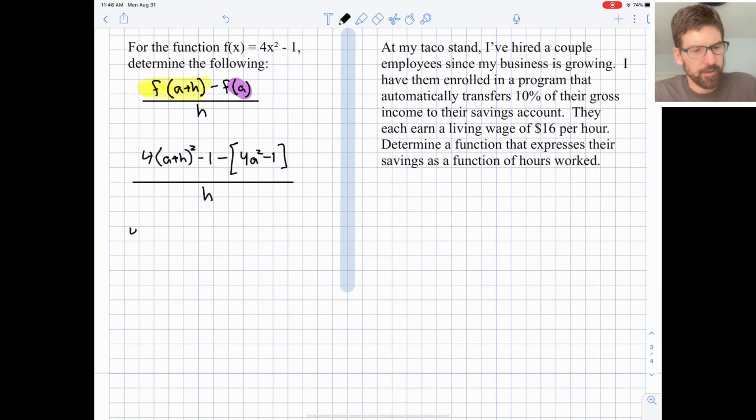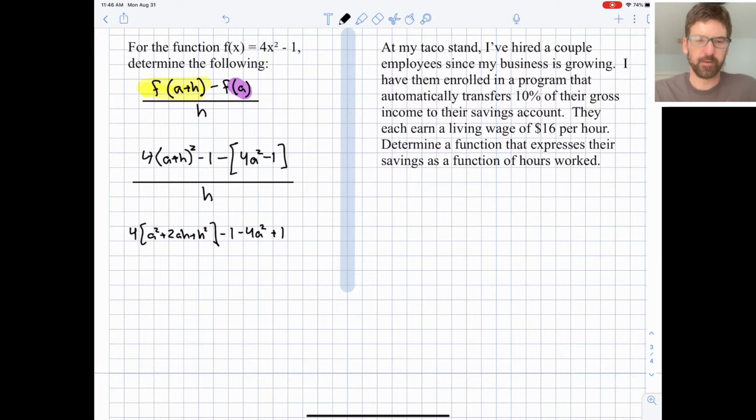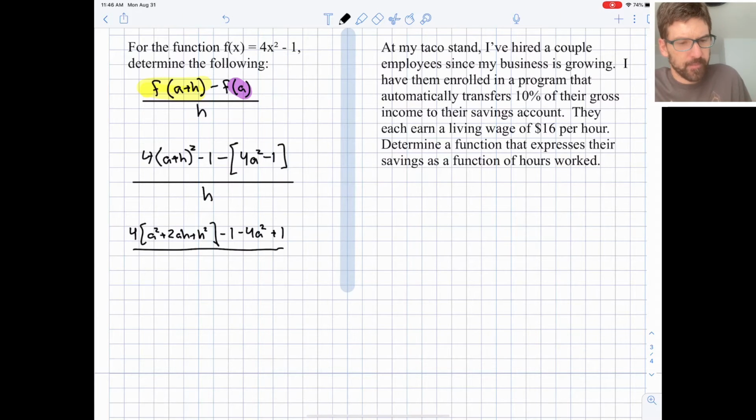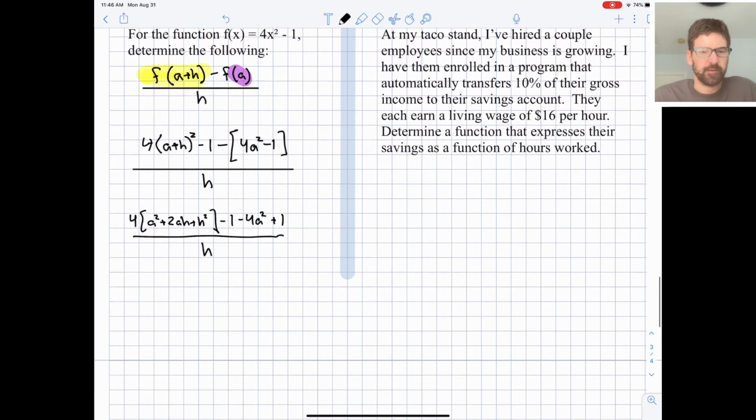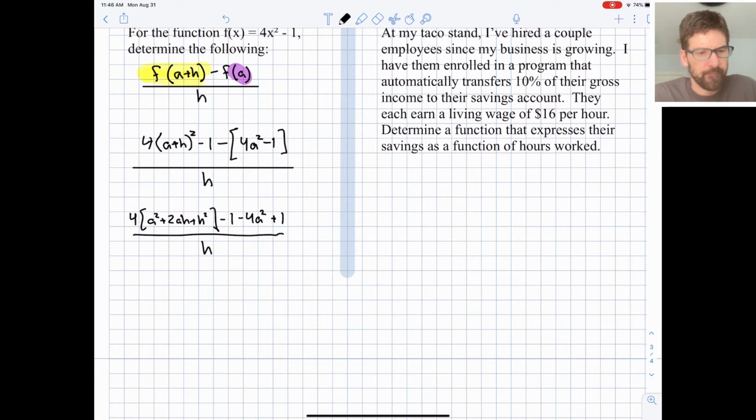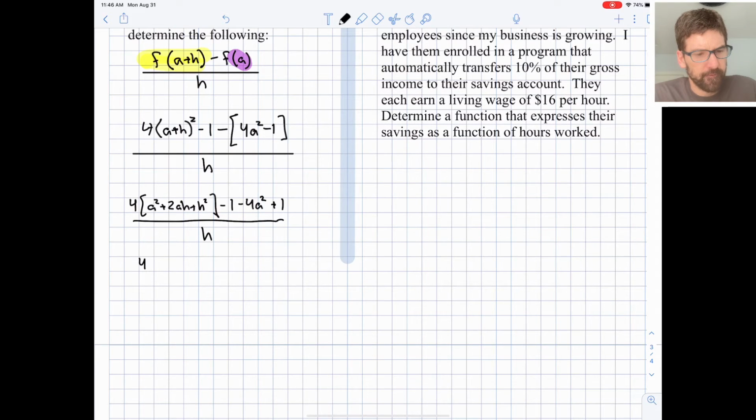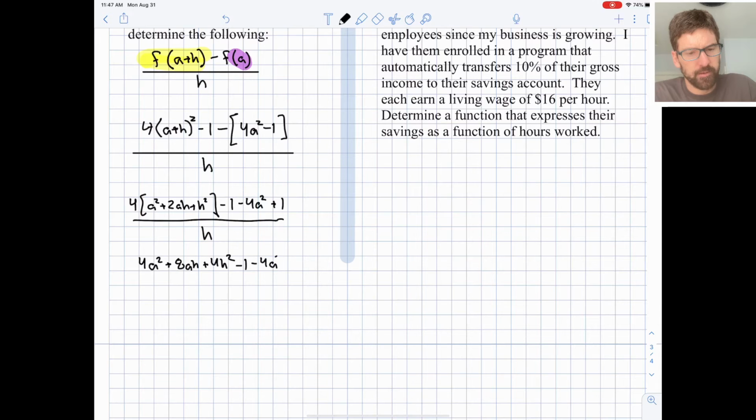So 4 times the quantity a plus h squared, we're going to FOIL that out, and so we get a squared plus 2ah plus h squared, minus 1 minus 4a squared and then plus 1. Okay, we're subtracting a negative 1, so it's adding 1. And then all divided by h. Let's see if any of this simplifies. So let's distribute the 4. So we have 4a squared plus 8ah plus 4h squared minus 1 minus 4a squared plus 1, all over h.